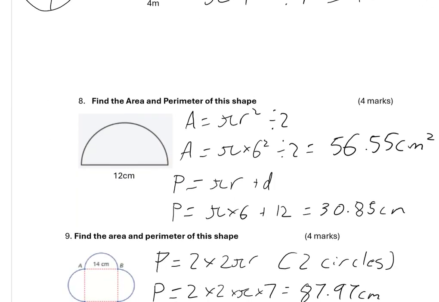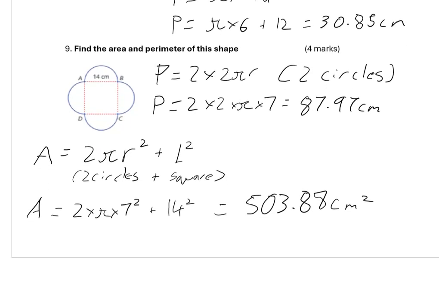And similarly, for the second one over here, number 8, the area of a semicircle will be pi r squared divided by 2, because it is half a circle. There's our circle, and there's half of it. Semicircle perimeter we have already looked at earlier. Pi r plus d. Pi times your radius, so half of 12 will give you 6, plus your diameter.